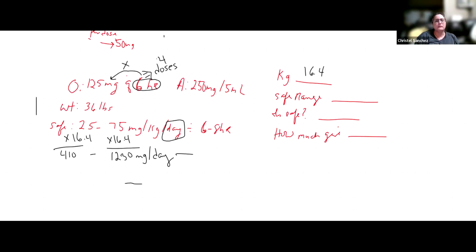So to find out if it's safe, because this is for a full day, we have to multiply our order that our patient's getting times the doses. So if it's every 6 hours, that means they're getting 4 doses. And 4 times 125 is 500 milligrams. So does 500 fall in between our range? Yes. So it is safe.